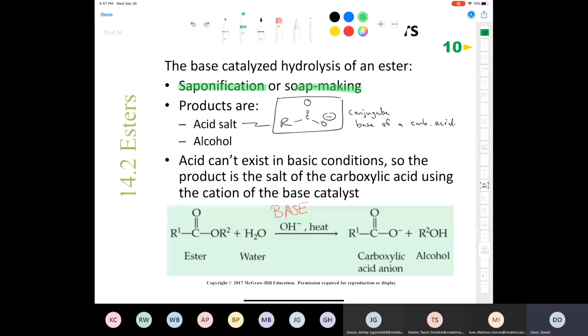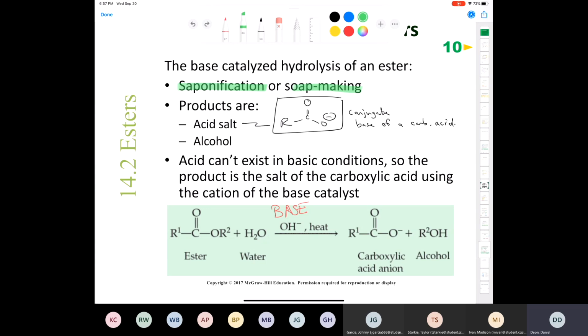Here they say you end up with an acid salt, but then they show you as a product a carboxylic acid anion. Let me address why they jumble things around like this sometimes in organic chemistry. It's because the cation of the salt is called a spectator ion. And if you don't remember what a spectator ion is, a spectator ion doesn't participate in the reaction. Basically, it isn't involved in the reaction. It has to be there, but it doesn't get involved in the reaction.